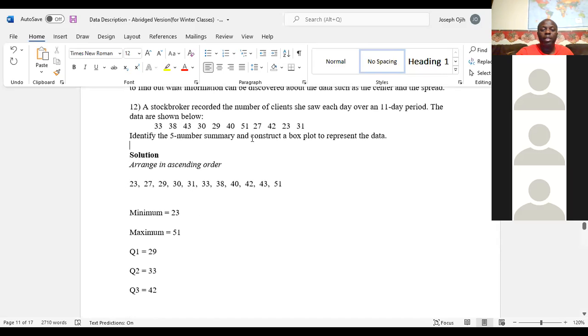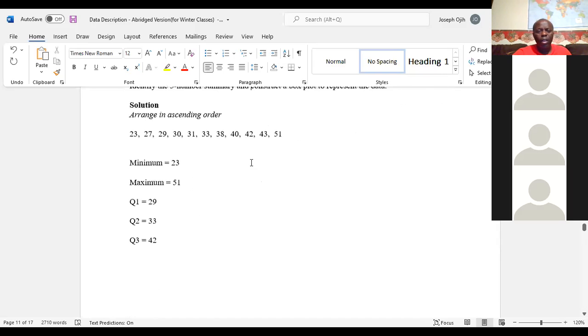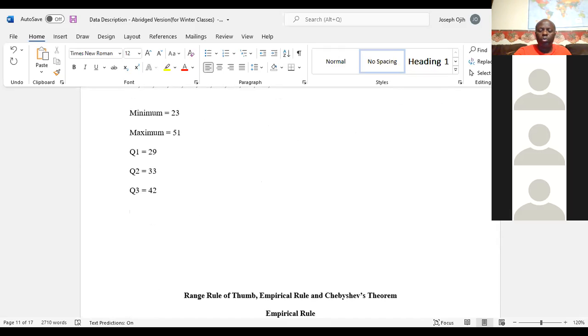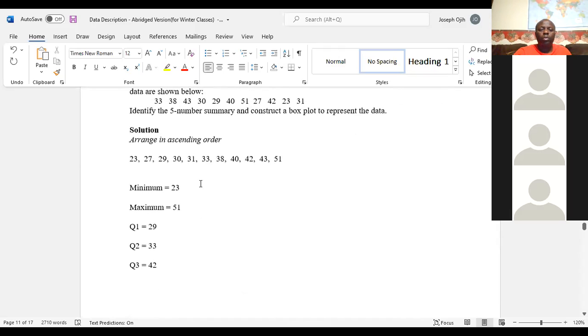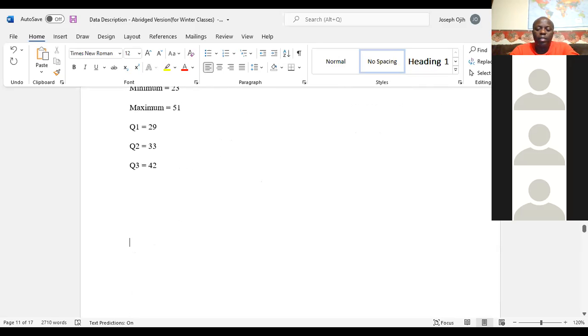Now let's answer the other part. It says construct a box plot. To draw the box plot, you have to look at your data set. See, the smallest is 23, the largest is 51. So you can decide where to start. So you're going to start from 20. So I'm going to start from 20.